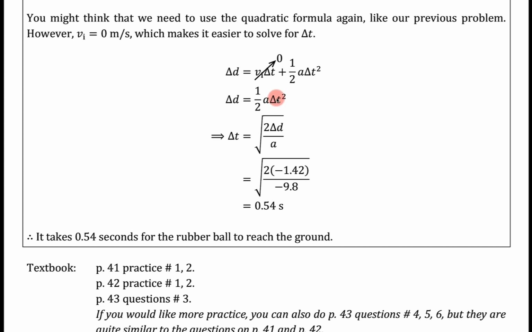I can solve for delta t, and we find that delta t equals the square root of 2 delta d over a. And so if I plug our values in, we find that delta t is 0.54 seconds. And so our rubber ball dropped from a height of 1.42 meters above the ground takes 0.54 seconds to reach the ground.